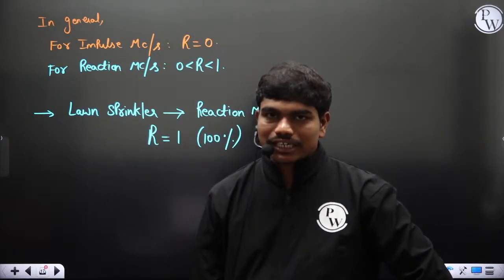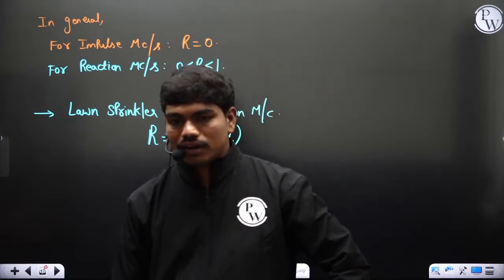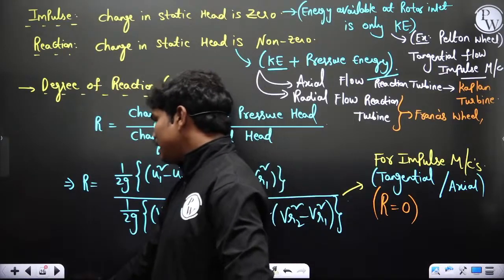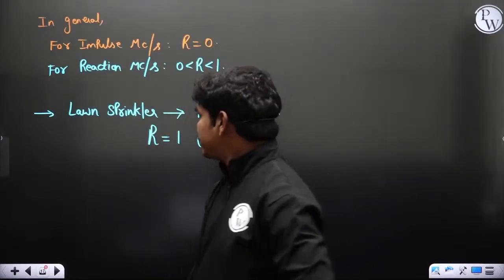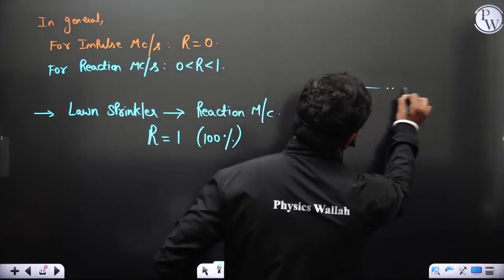So this is how you calculate the power developed by any turbine. In case of reaction machines, there is one important thing I would like to tell you. Has anyone ever seen a Francis wheel? Normally Francis wheels are horizontal. Because of heavy weight and all, they mount them horizontally.